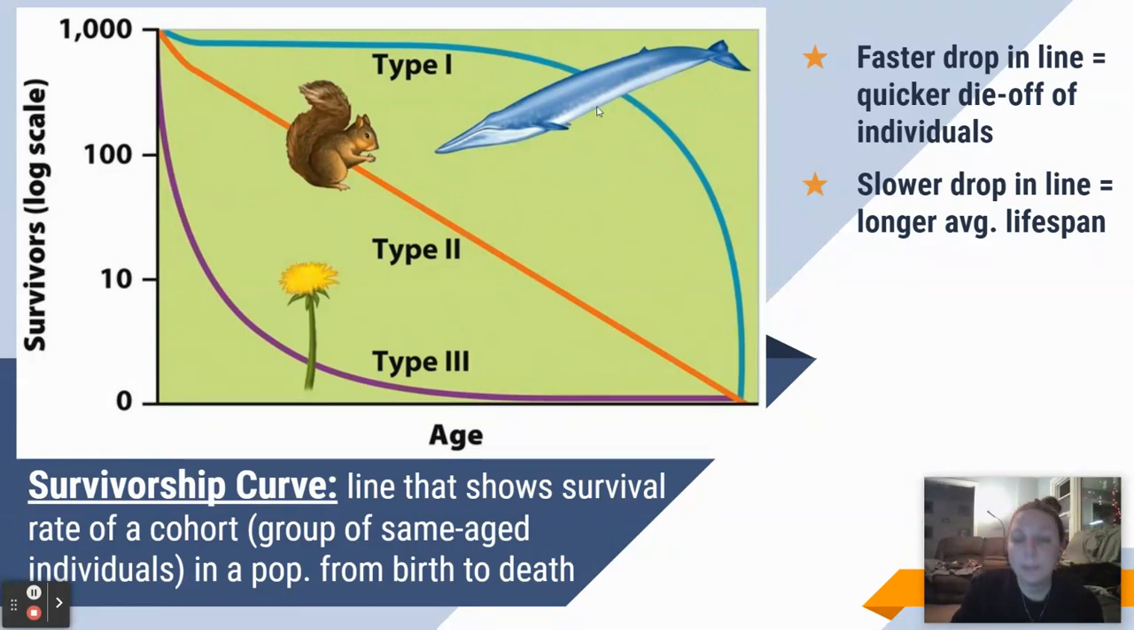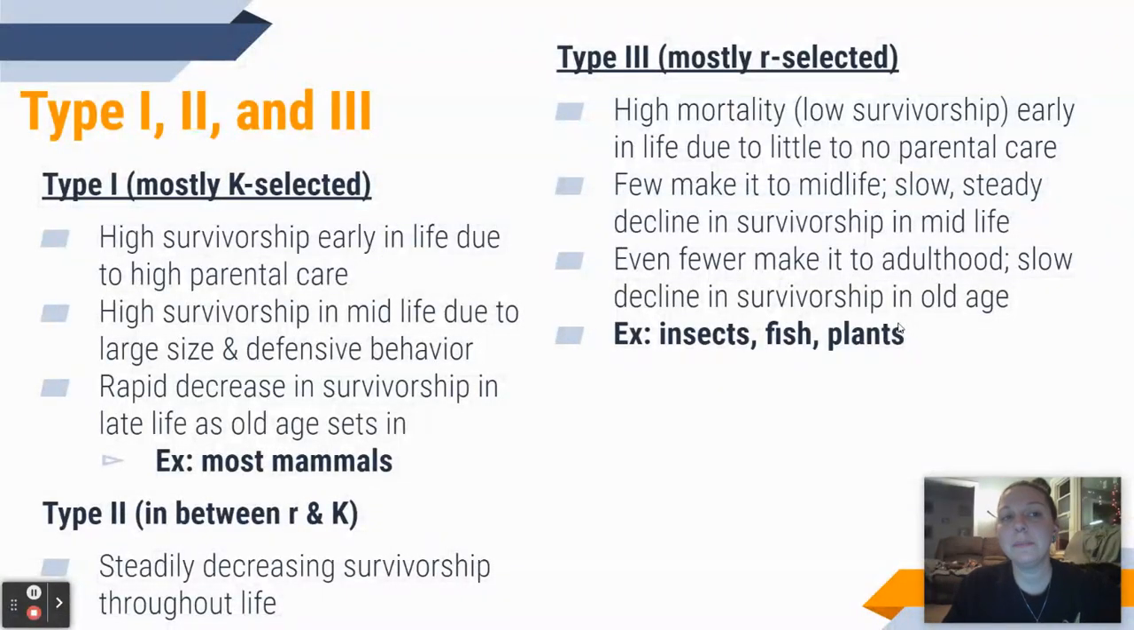So when we look at our type 1, if we have a slower drop in the line, we're going to have a longer average lifespan. So our line stays very stable for quite a while and then drops off at old age. But if we have a faster drop in the line, that means we're going to have a quick die off of our young individuals. So that means they tend to have, on average, a shorter life. So let's look at some characteristics of type 1, 2, and 3 survivorship curves. So type 1 tends to be our K-selected species for the most part.